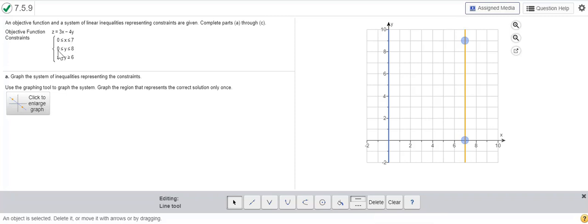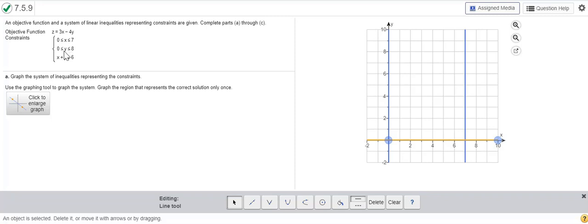Next we have the constraints on y. Y has to be bigger than or equal to 0, so we'll click on our line tool again, and then we're going to go along the x-axis for this, because anything below the x-axis would be less than 0 for the y. So the y boundaries use horizontal lines because they're creating vertical boundaries.